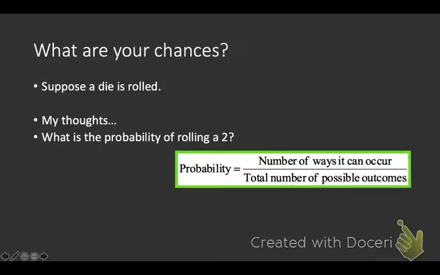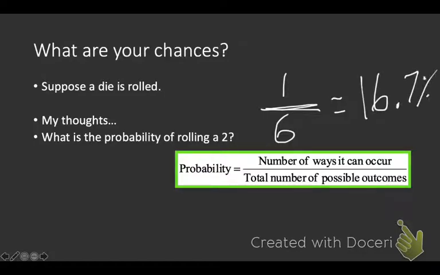Well, the probability formula is number of ways it can occur over a total number of possible outcomes. So I always start with the total. The total number of possible outcomes is 6, because when I roll a die, there are 6 options, 1, 2, 3, 4, 5, or 6. The probability of rolling a 2, though, the only way you can roll a 2 is one way, by rolling a 2. So my fraction is 1/6. Then I put that in my calculator. I do 1/6 times 100, all right, and I get 16.7%. So there is a 16.7% chance of me rolling a 2.